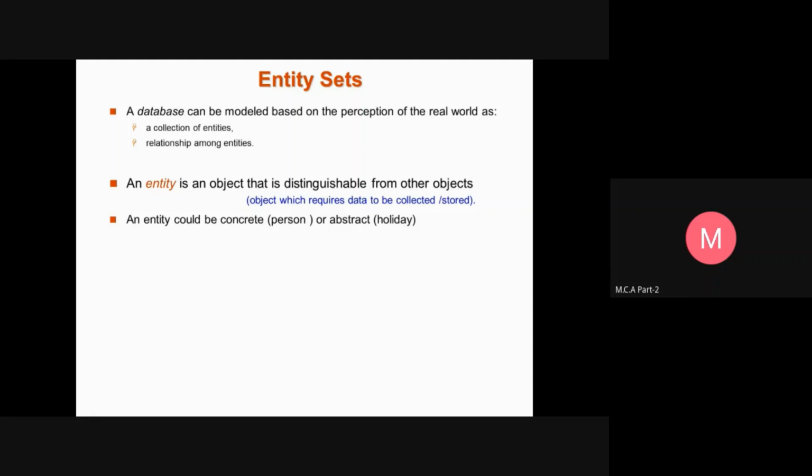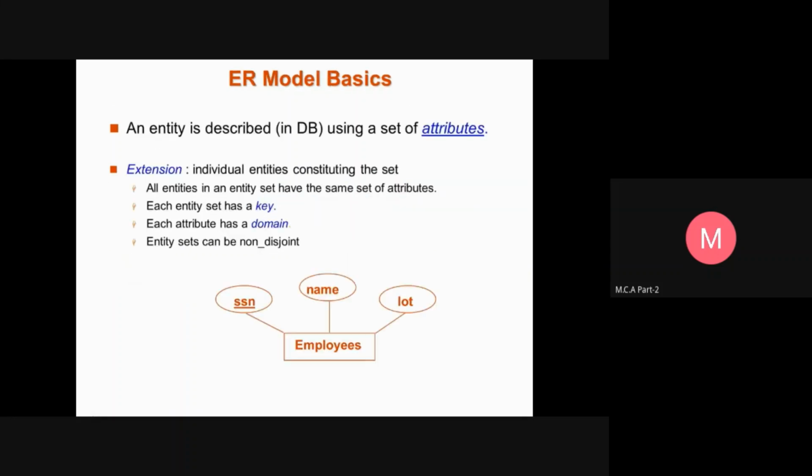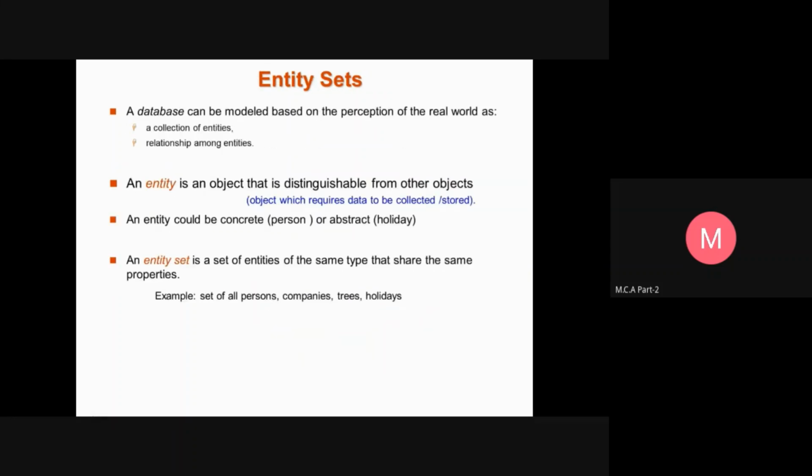Entity sets need not be disjoint. We also saw this in our example previously. We said the customer could be a customer and employees of a bank. The employees could be customers of the bank also, right? So that is a non-disjoint entity set.